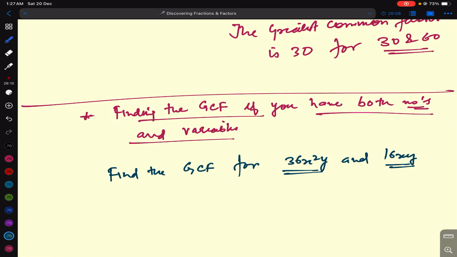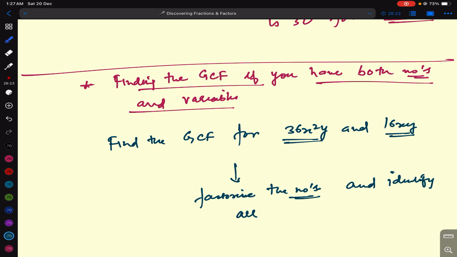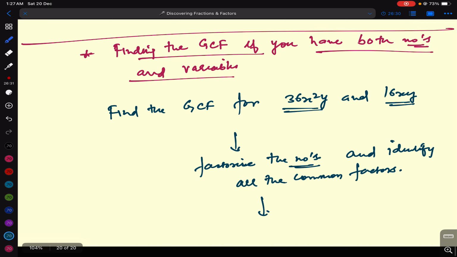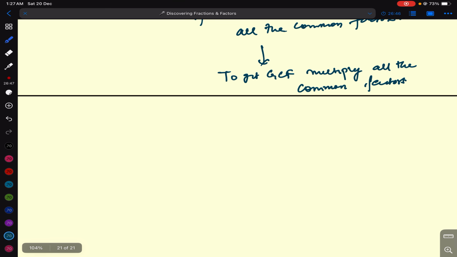Okay, so now what we are going to do is factorize the numbers, and identify all the common factors. And then, to get the GCF, we'll be multiplying all the common factors. Let's see how we do that.